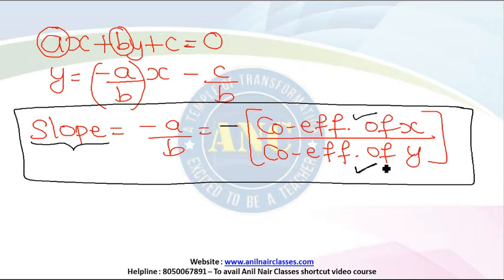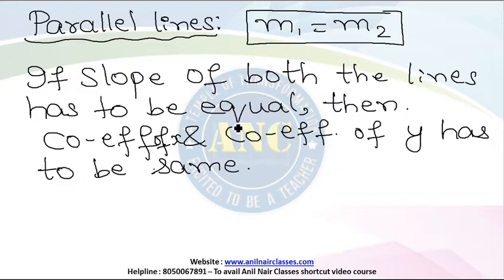That means for the slope of the first line, I substitute its coefficient of x and coefficient of y. For the second line also, the same coefficients of x and y should be there. Then only the slopes of both lines will be equal. That is the reason that whenever lines are parallel, the slopes are equal, and if the slopes have to be equal, the coefficients of x and y of both lines should be equal.